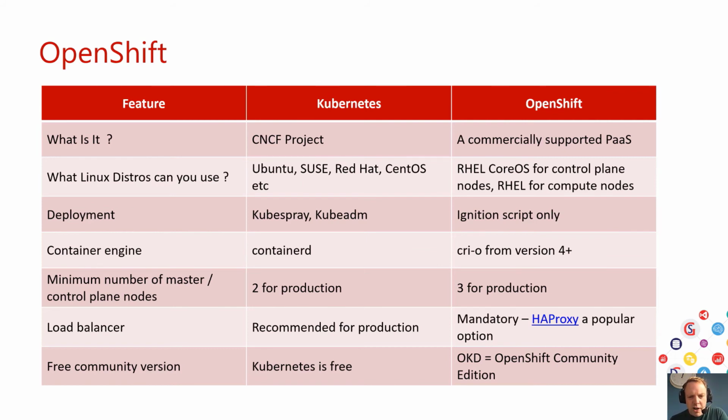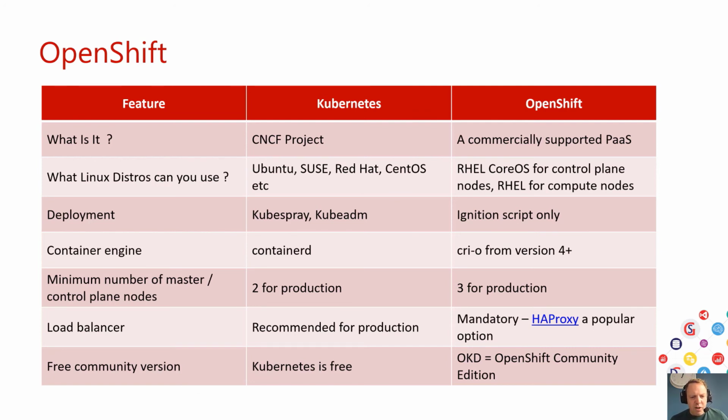Your container engine. Kubernetes usually uses containerd, which derives from the Docker engine. From version 4 onwards of OpenShift, it uses CRI-O. Master nodes, control plane nodes, Kubernetes, you need a minimum of 2 for production. For OpenShift, you should always go with 3 control plane nodes. Load balancer, this is always recommended for Kubernetes. For deploying OpenShift, you need a load balancer. It's kind of mandatory. HAProxy is generally the way that most people go.